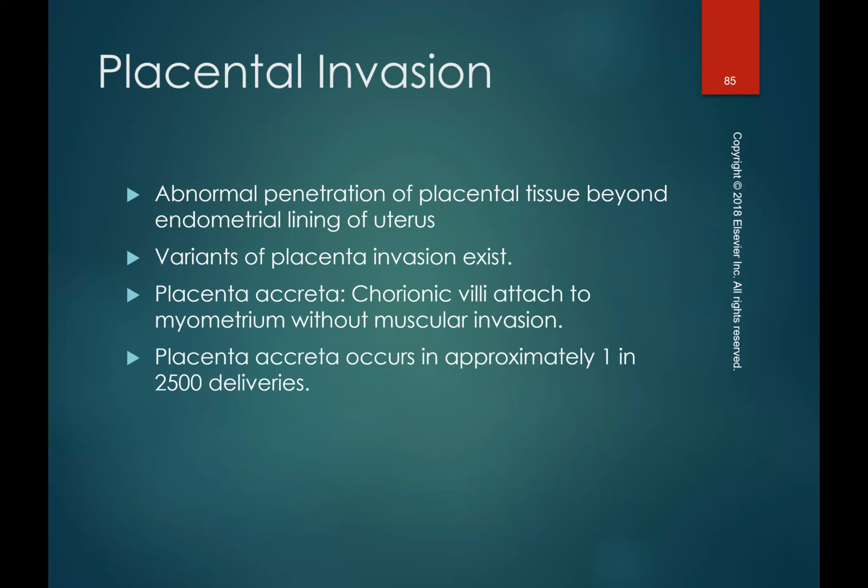So placental invasion, it's the abnormal penetration of placental tissue beyond the endometrial lining of the uterus. Variants of placenta invasion exist. The placenta accreta is where the chorionic villi attach to the myometrium without muscular invasion. So placenta accreta is where the placenta does not stay where it's supposed to be and it grows past its little border into the uterus.